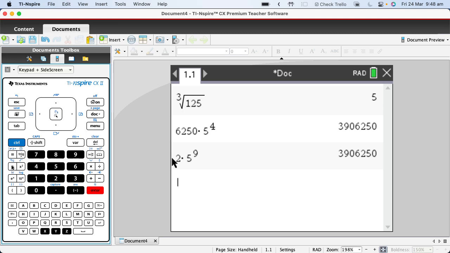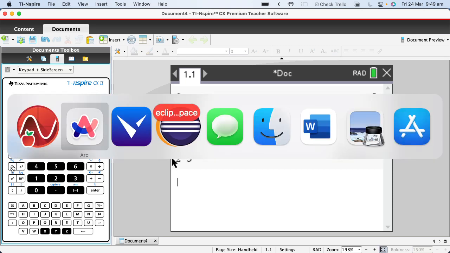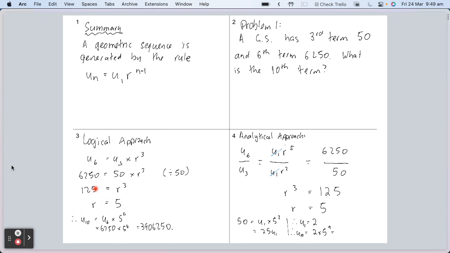All of this is fairly straightforward and works because the terms were an odd number of terms apart. Okay, so whether it's by logic or by analysis, we ended up with r to an odd power. Yes? R cubed is an odd power. So when you do the root of an odd power, it's always either positive or negative. But if you take the root of an even power, it'll be plus or minus. So you've got to take that into account.